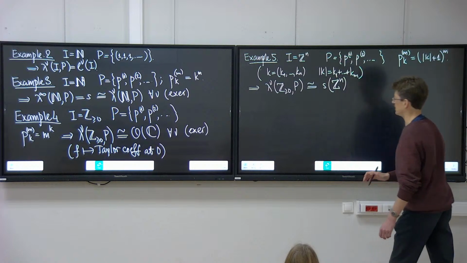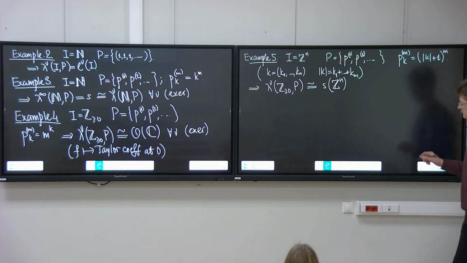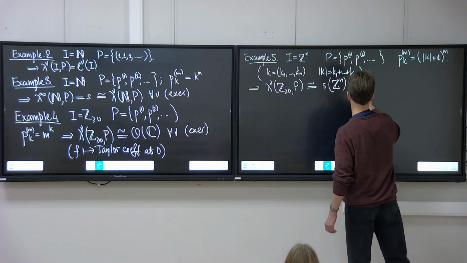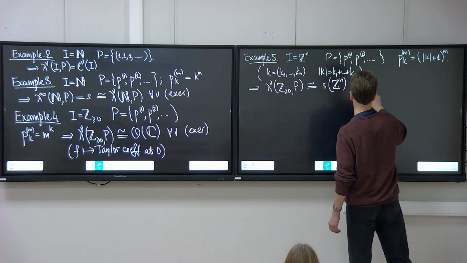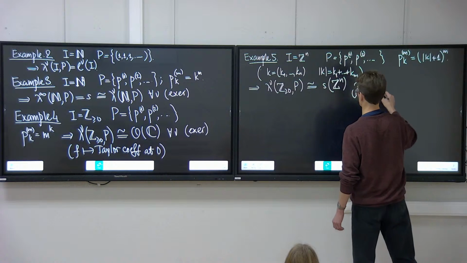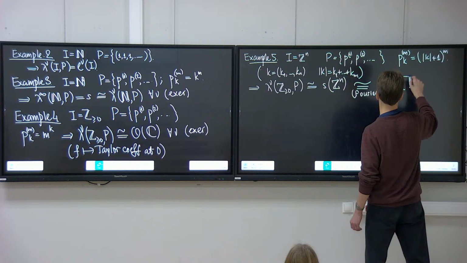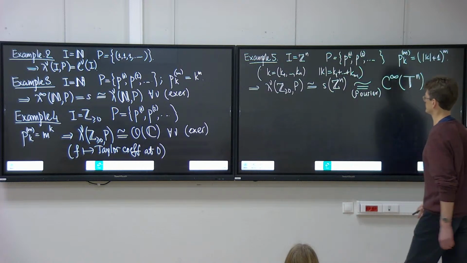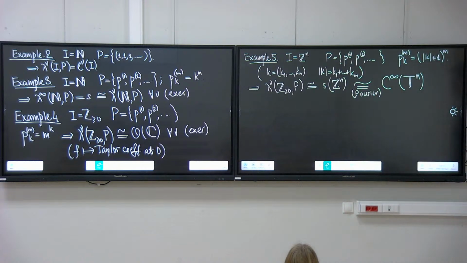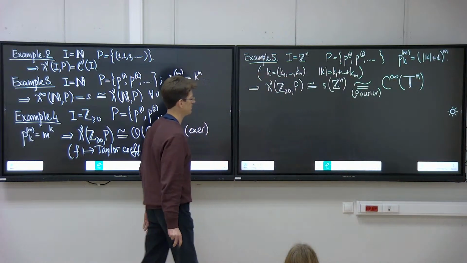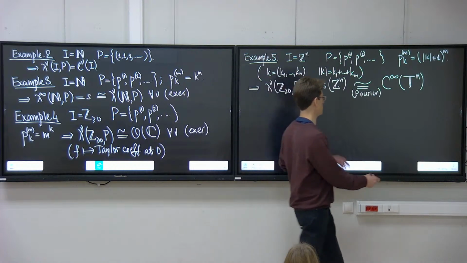And why do we need all integers? Well, because the Fourier transform gives us a topological isomorphism between this space and the space of smooth functions on the n-dimensional torus. So we see that the space of smooth functions on the n-dimensional torus is also a special case of Köthe space. And this is true for every nu.